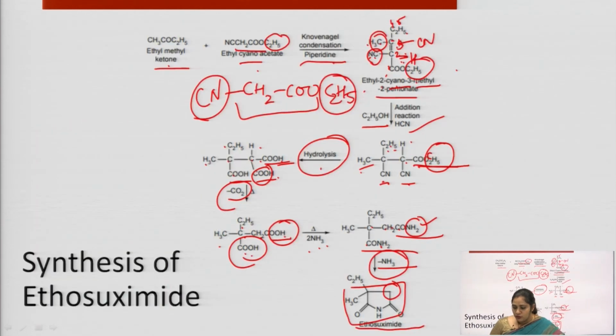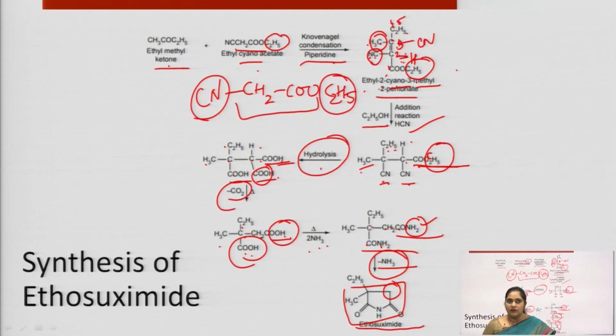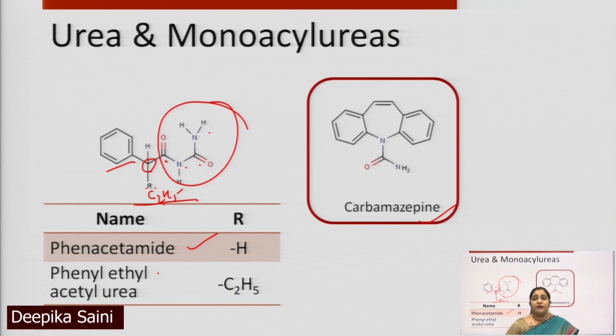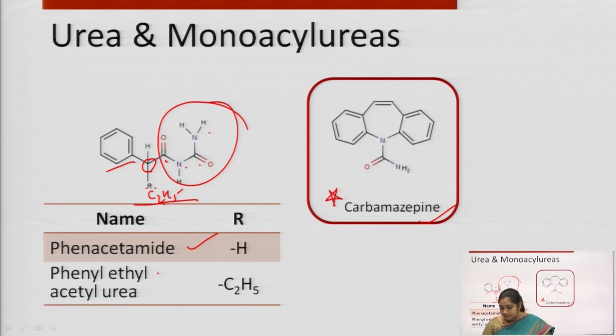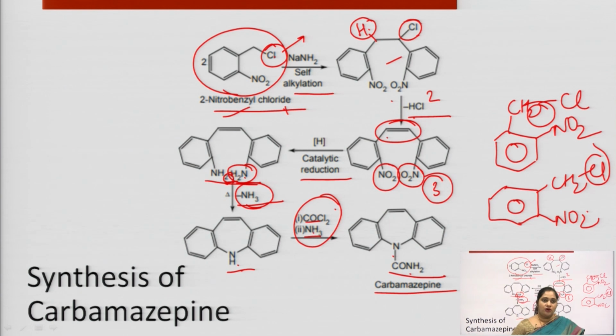In the succinimides, we came to know that with lower substitutions and a phenyl substitution, the compound becomes more active against electrically induced seizures. When we talk about this nitrogen, methylation is not a good idea for electroshock seizures, but for chemically induced convulsions, it is highly encouraged to substitute this nitrogen with the methyl group. Further, the synthesis of ethosuximide, and then the ureas and monoacylureas, among which carbamazepine is one of the most important drugs of this category. In the structure activity relationship, we found that more than 7 carbon atoms at this position will definitely lead to hypnotic potential rather than anticonvulsant, and the last one was the synthesis of carbamazepine.